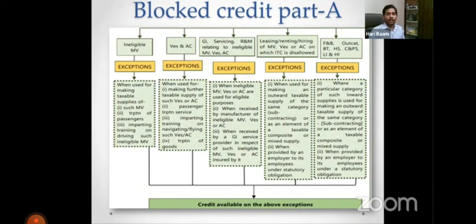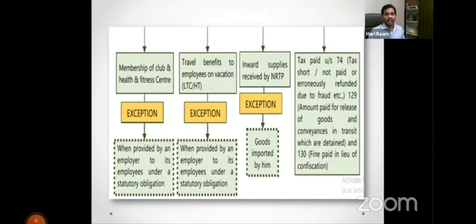Here also membership of a club and health and fitness center, benefits to the employee on vacation, and any inward supply received by a non-resident taxable person. And here one exception is there: goods imported by him. And tax paid under sections 74, 129 and 130 will never be eligible for credit.